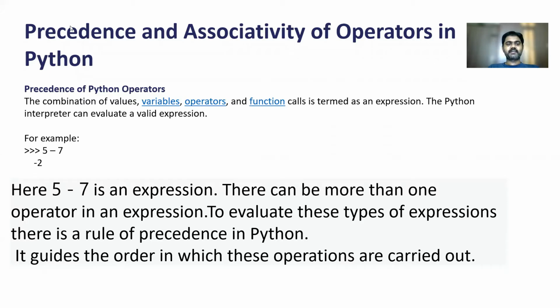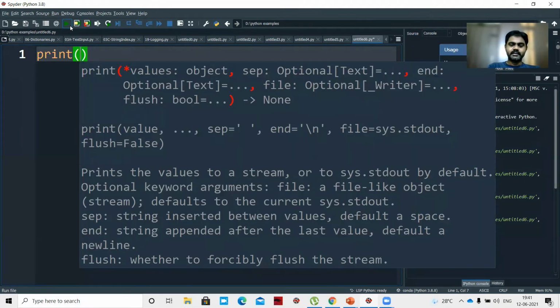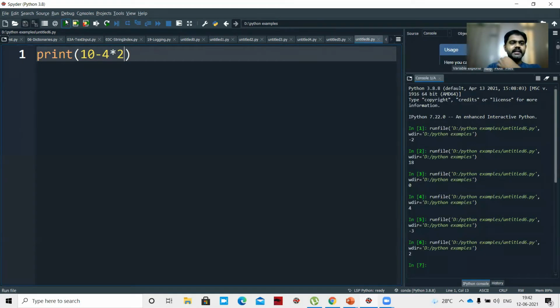Let's see an example. If I say print 10 minus 4 into 2, what do we get here? 2. Why? Because star has higher precedence when compared with minus. So multiplication has higher precedence when compared with minus. 4 into 2 is 8, so 10 minus 8, we get 2.